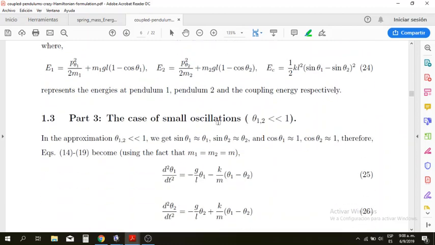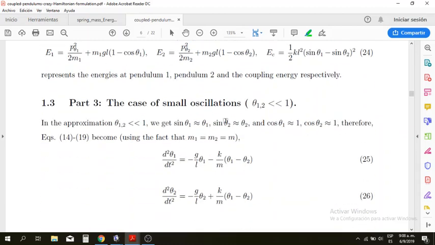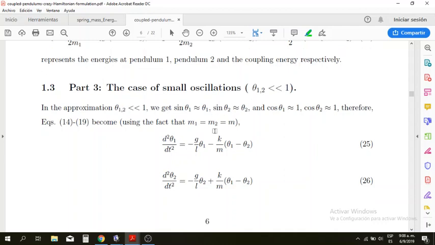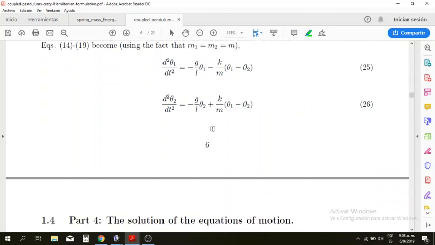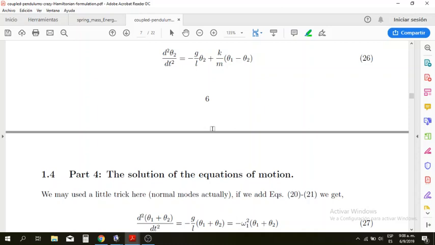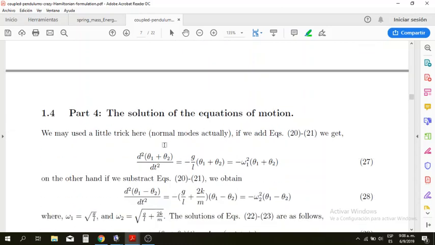Let me show you today, first, the case of a small oscillation, with theta 1 and theta 2 much smaller than 1. We know the solution for this very interesting problem. The solution is given by the superposition of two modes of oscillation. The first mode is the one in which theta 1 and theta 2 are in phase.